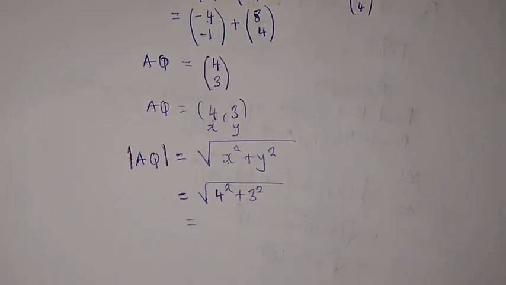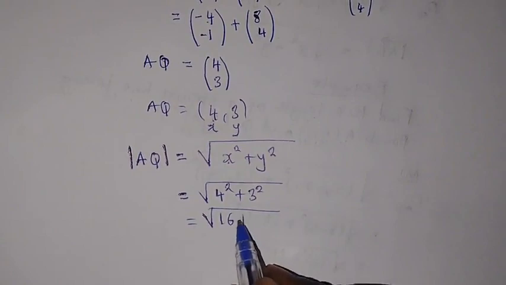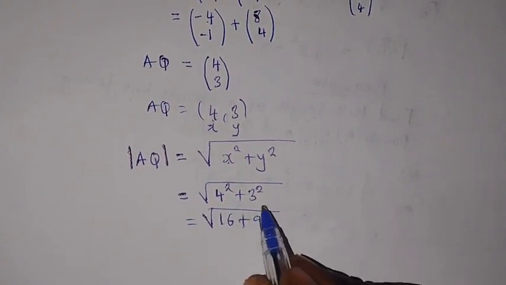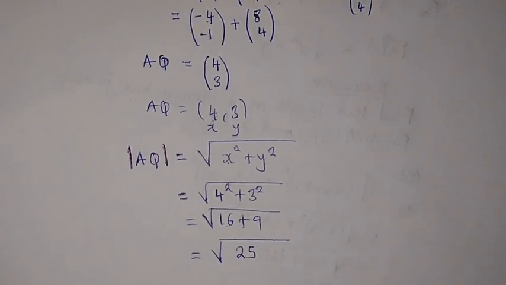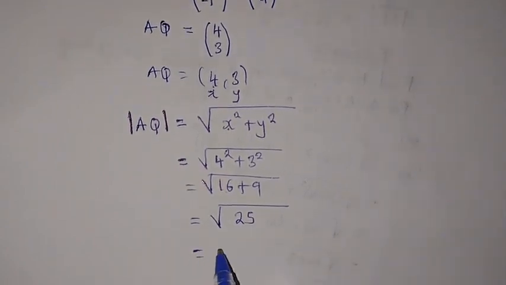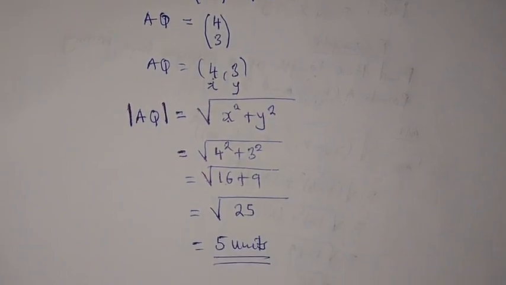And 4 squared gives us 4 times 4, which is 16. So this gives us 16 plus 9, because 3 times 3 is 9. So from here, we can add: 16 plus 9 gives us 25. So what is the square root of 25? It's 5 units. So you can see that both methods, method 1 and method 2, are giving us the same answer. So it's up to you which method you are comfortable with.